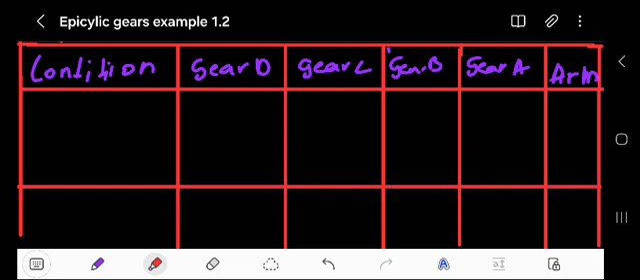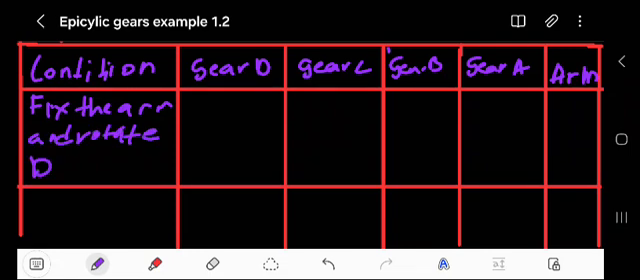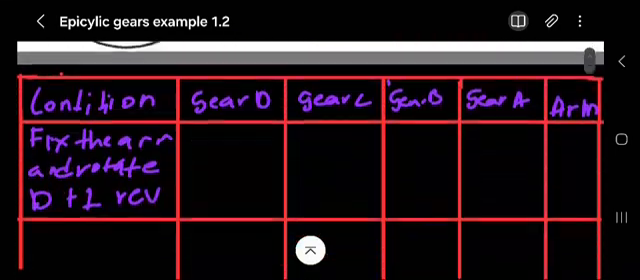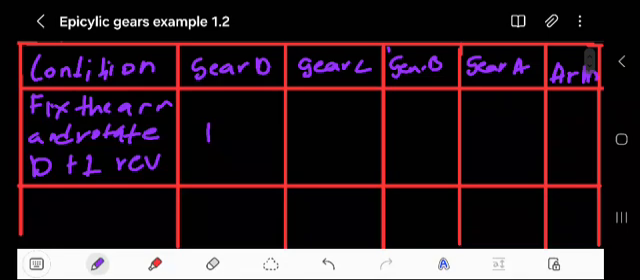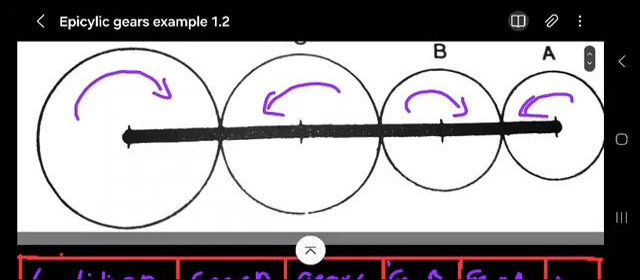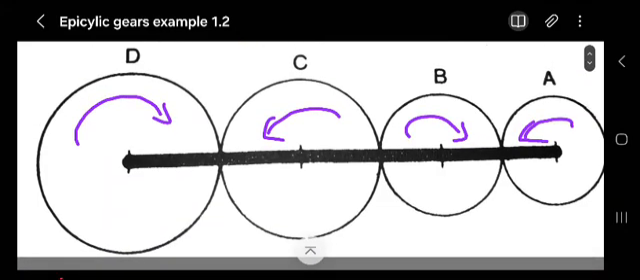You must know that now you fix the arm and rotate D plus 1 revolution. Rotate D plus 1, the big one. Then here we'll write +1. To get gear C, these two will mesh.